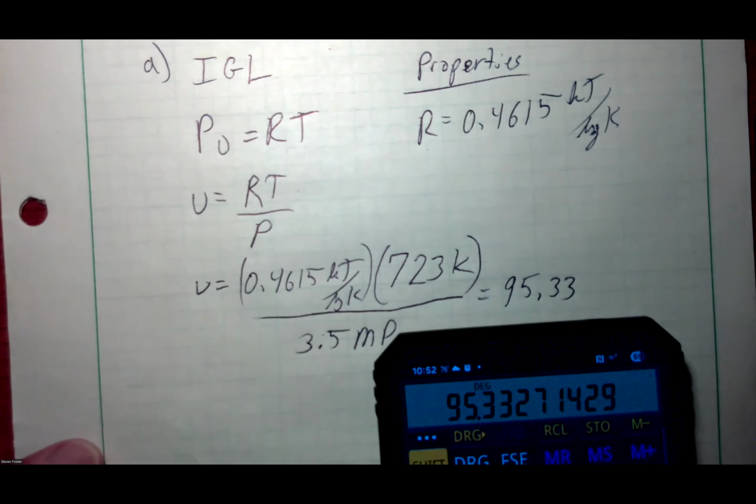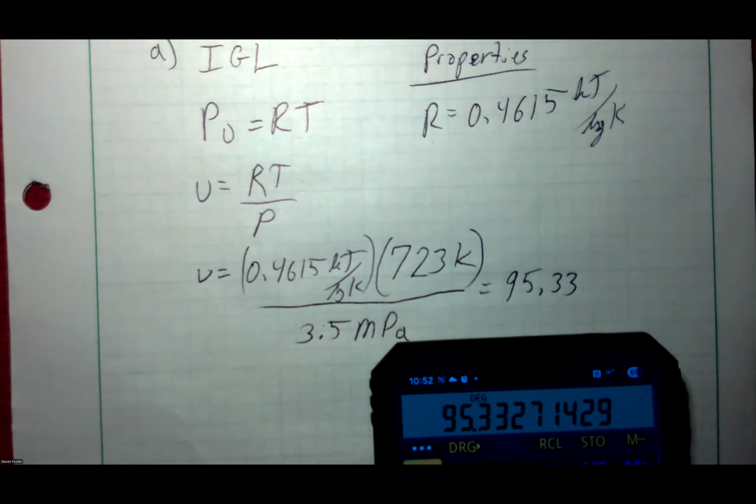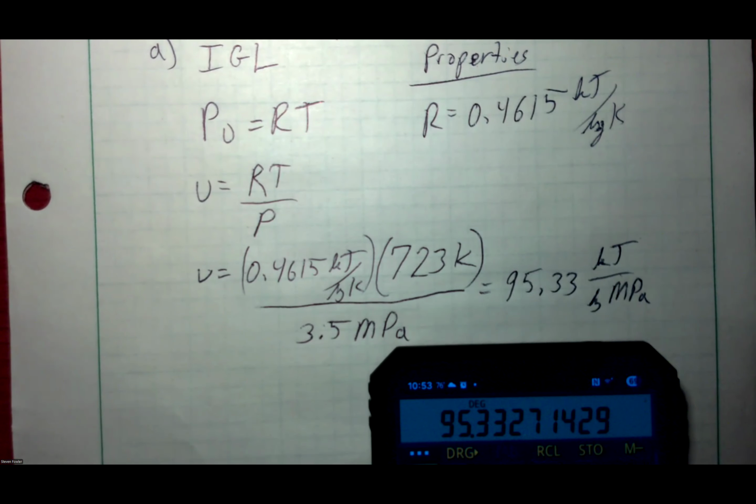And what units is it? Well, now the rookie mistake is to just say, oh, it's just meters cubed per kilogram, right? No, it's not. What I have there is the kelvins go away. What I've got is kilojoules per kilogram per megapascal. That is technically correct. Although with me, you're not going to get full credit because that's not a unit of specific volume.